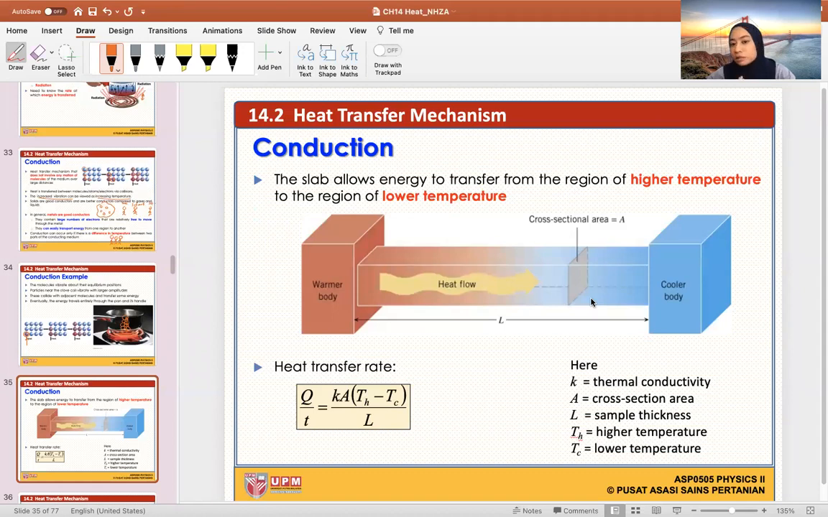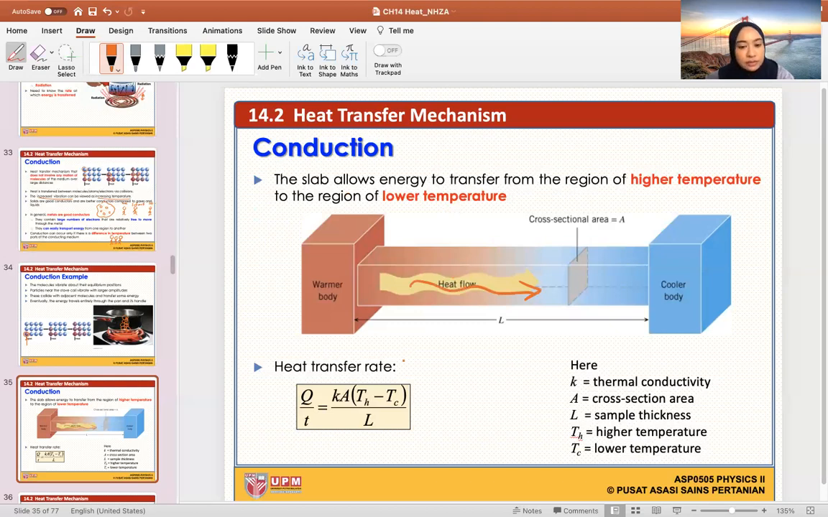We talked about thermal equilibrium just now. When we have two objects which do not have the same temperature, when they are in contact with each other, there will be heat transfer. The heat transfer occurs from the high temperature to the low temperature. Ini macam common sense lah. Yang panas, heat akan transfer heat to yang sejuk. Kalau saya sejuk, saya pegang benda panas, tangan saya jadi panas. So heat transfer happens. Okay, so warmer body, heat flows to the cooler body.